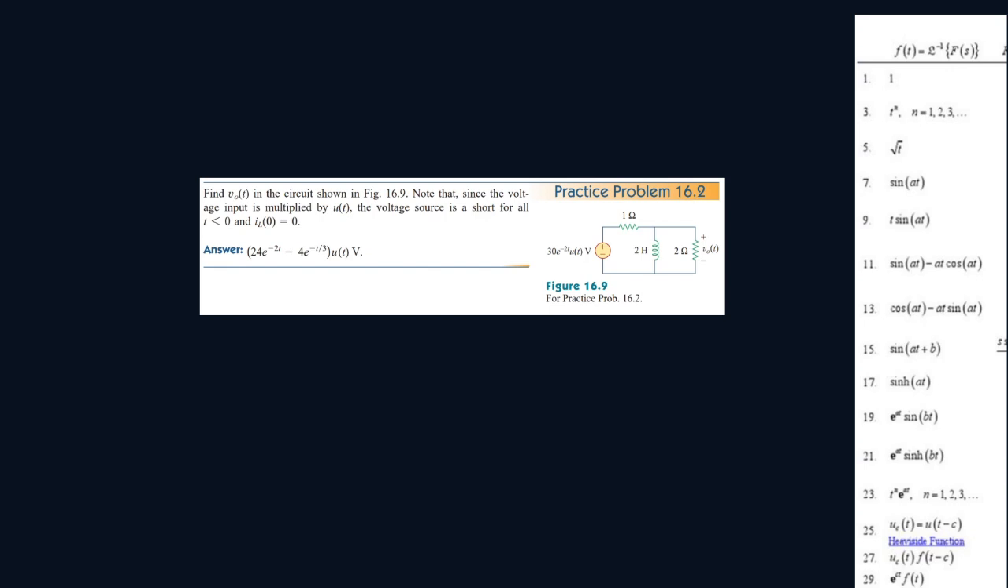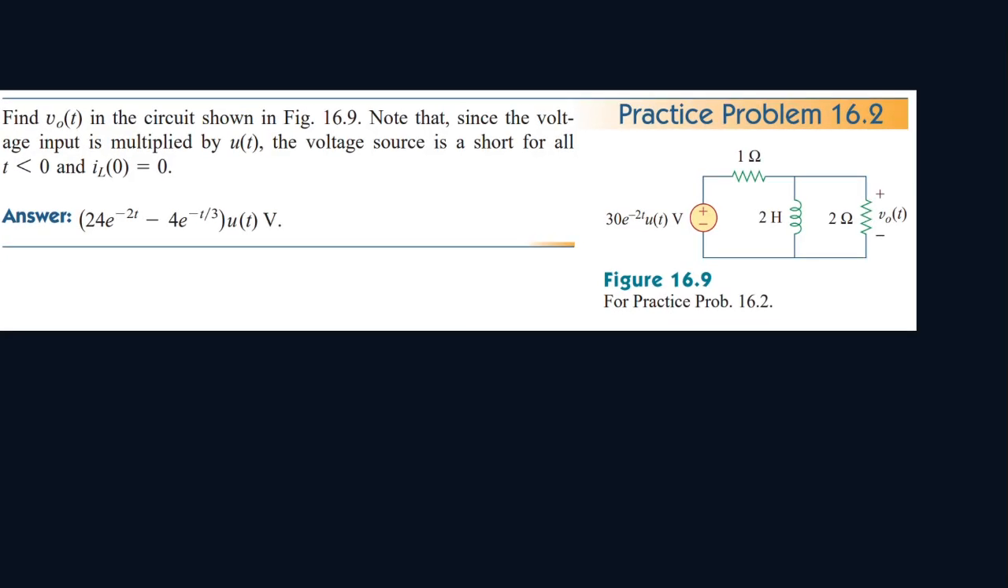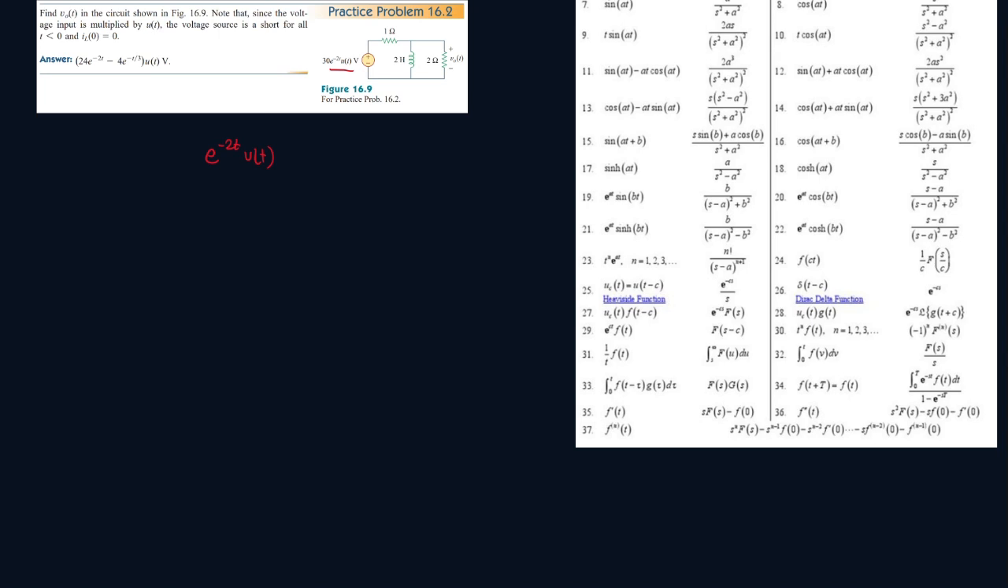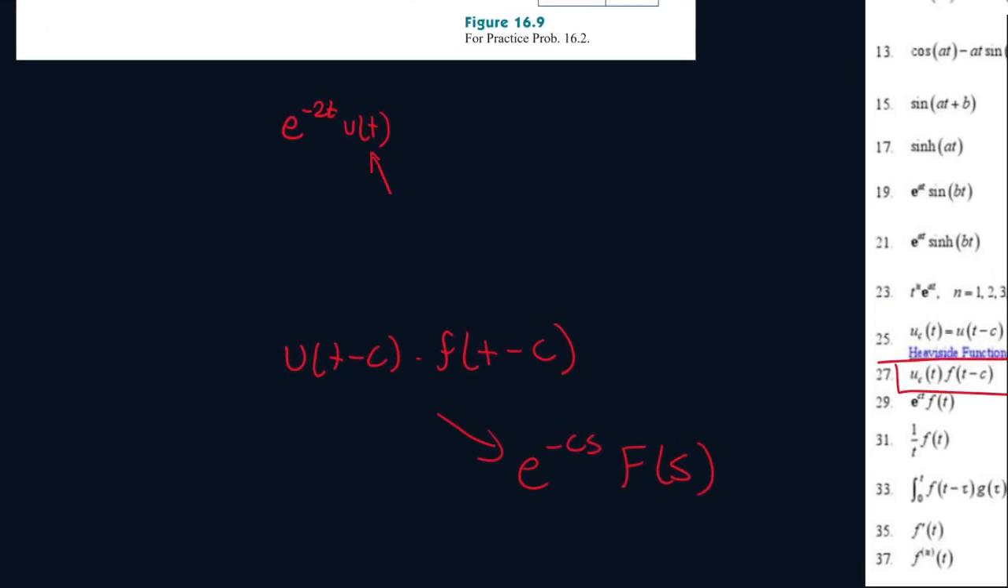Okay, so for the following, we have to find VO of t, and we have to use Laplace for this. So let's start off by getting the Laplace transformation of e to the power of minus 2t times the unit step function. So we see the one that matches with this one is this one. So uc of t is equal to u of t minus c, and then we have f of t minus c. And if you take the Laplace of that, you get e to the power of minus cs times f of s. So we see here our c is 0.